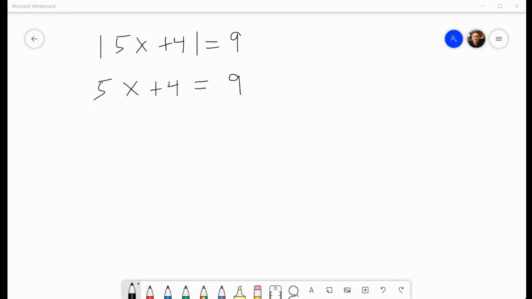So again, what do we have to do? We have to get x all alone, right? So x has to be all alone now. Okay, well, how do we isolate x? Well, we can subtract 4 from both sides, right? Like so. And what happens when we do that? Well, these 4's are going to cancel. We're left with 5x equals 5.